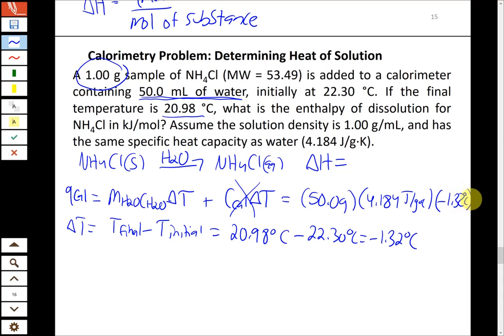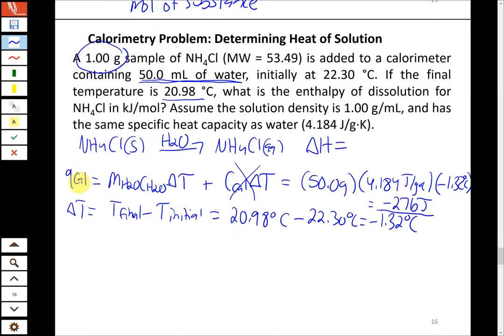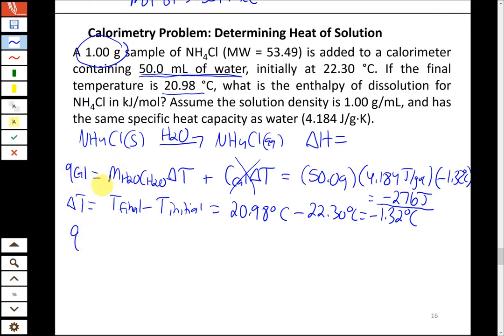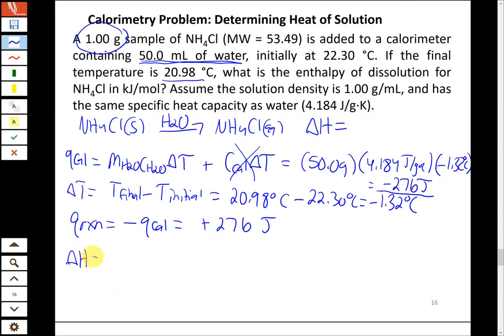So that's going to be a negative heat term of minus 276. The temperature of the calorimeter decreased, which tells us that it's an endothermic reaction, and this is the value we get for the heat for the calorimeter. But what we're interested in is not the heat for the calorimeter, but the heat for this reaction, or this dissolution process. So that's going to be negative the heat of the calorimeter, which is plus 276. If the heat for the calorimeter is negative 276, the heat for the reaction that occurred inside of that was plus 276. And then what we're left with is to find the delta H. So delta H is going to be heat of reaction divided by the moles of substance.